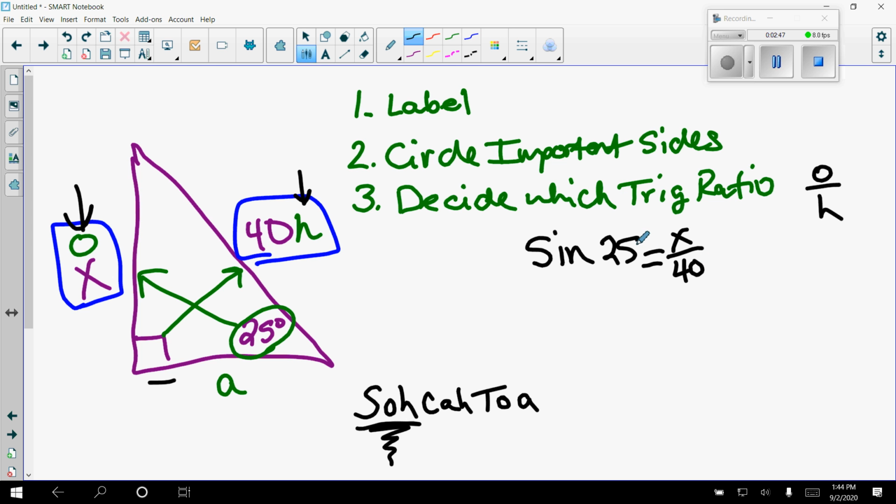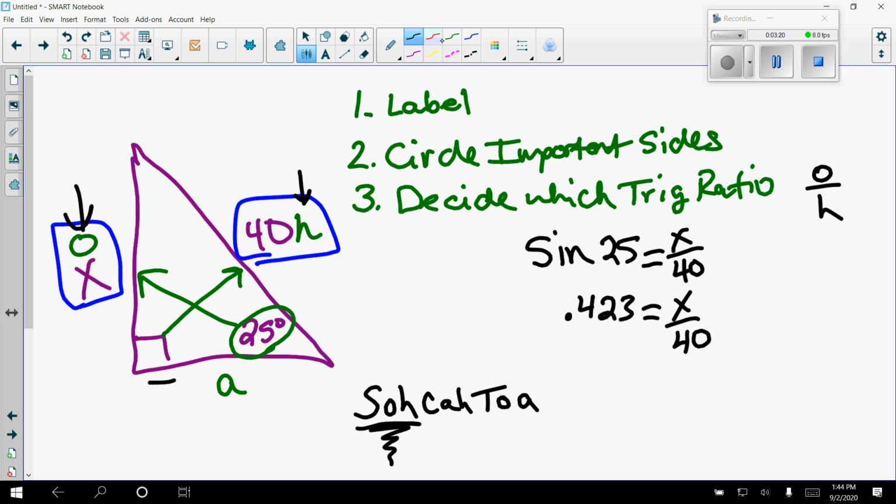Now, you'll need a calculator for this part, so I need to figure out what the sine of 25 is. Just as a reminder, you always want to make sure you're in degree mode. If you take trig, you may do some radians, things like that, but for now we're in straight degree mode. So I type in sine of 25. For some calculators, you'll hit 25 first and then press the sine button. I figure out the sine of 25 is 0.423, and I'm rounding to 3 decimal places in the middle. That's important. 3 decimal places in the middle. So that's going to equal x over 40.